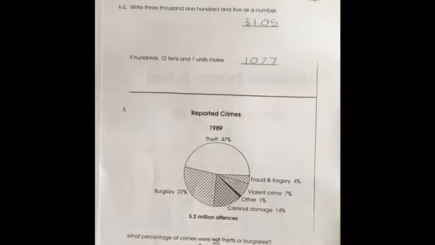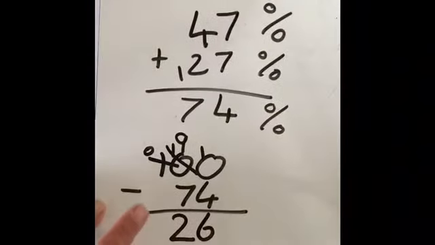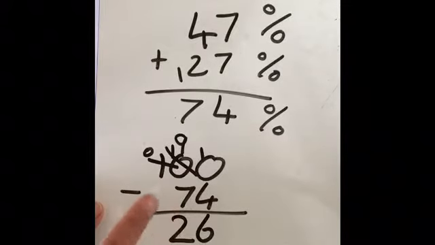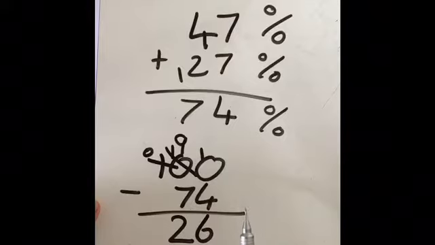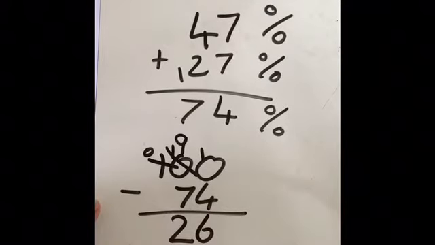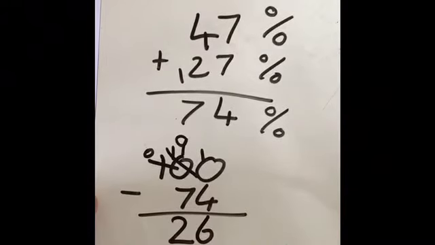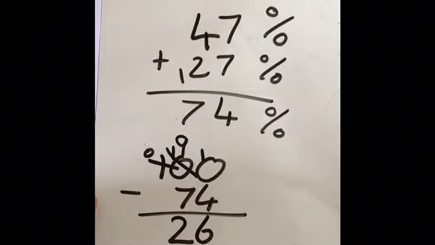26%. If you are unsure about subtraction, taking away by crossing out and bringing a 10 over or bringing 100 over, go to your PMP book, it'll revise that for you. If you like, go on to Corbett Maths website and he will explain subtraction for you and give you examples to do.